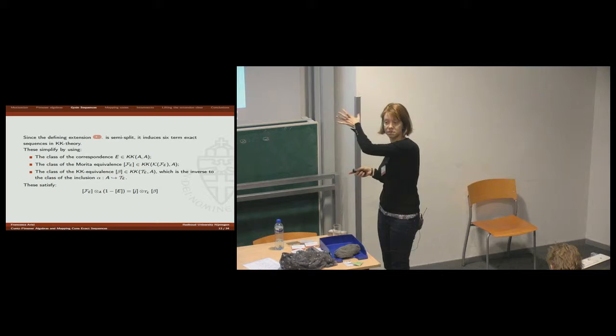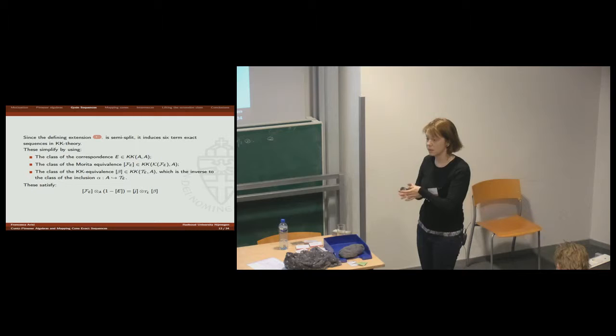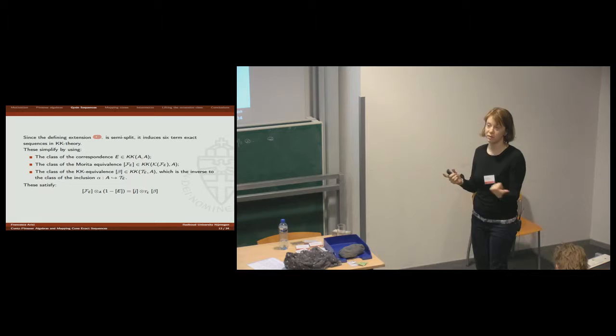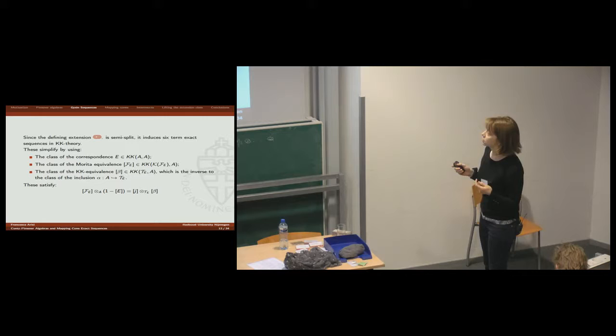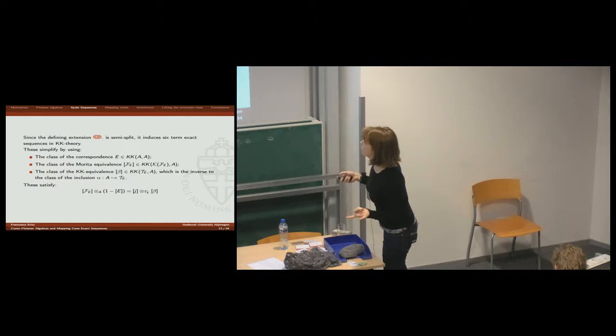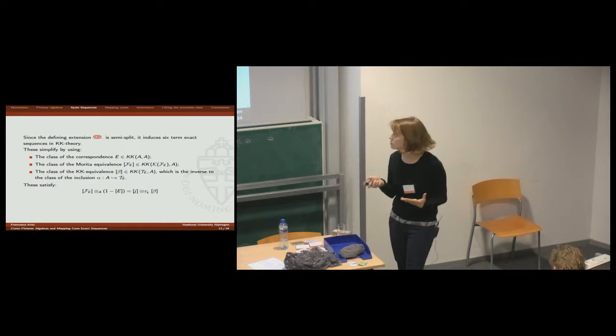We'll induce six-term exact sequences in KK theory, but we want to make them look better. So we want to get rid of the compacts, and we want to get rid of the Toeplitz algebra. We want something that only involves the scalars and the Pimsner algebra. And so we have some ingredients that we will use.